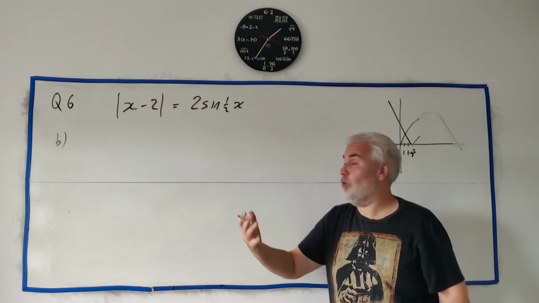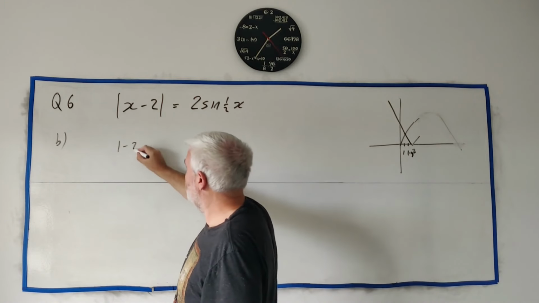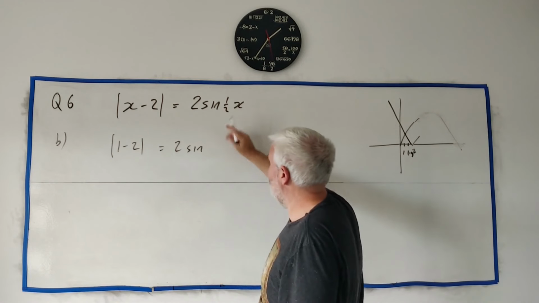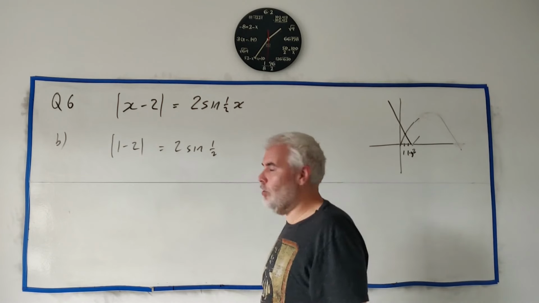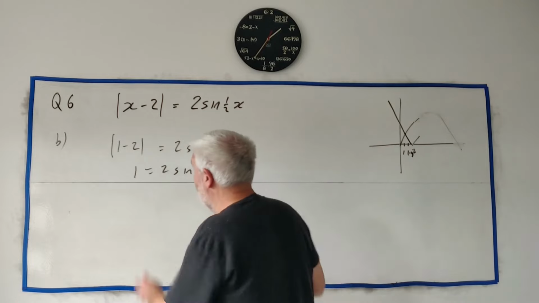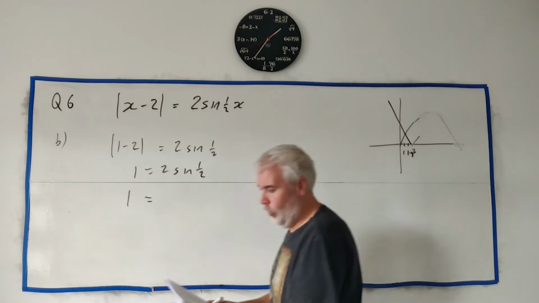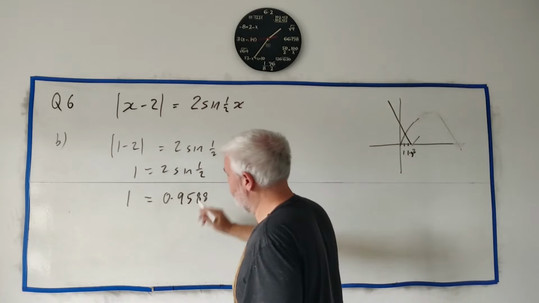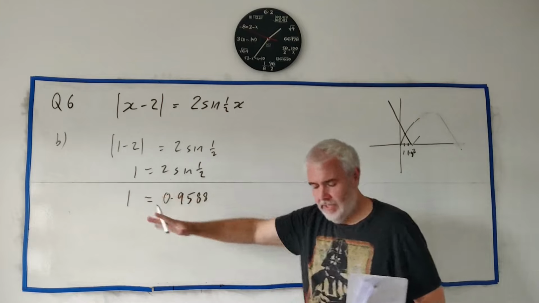Quite simply, we just put the numbers into this equation. So put 1 in here and we get 1 minus 2. The absolute value of that is equal to sine 1 times a half is a half. 1 minus 2 is minus 1. Absolute value of minus 1 is 1. 1 is equal to sine a half. This side is 1. Put this side into a calculator and we get told that it is 0.9588. So it's not quite 1. 1 doesn't work, but these are the numbers we have.